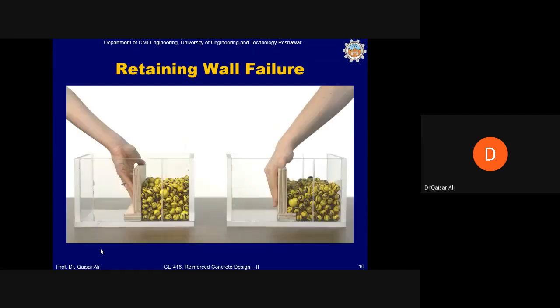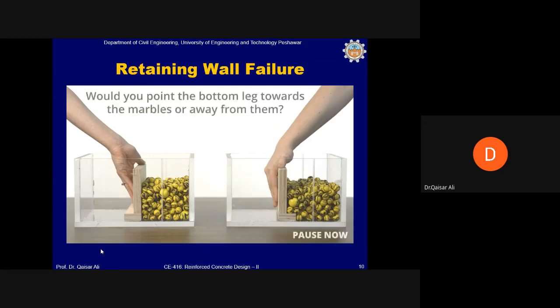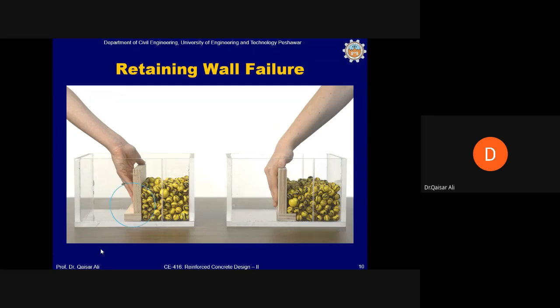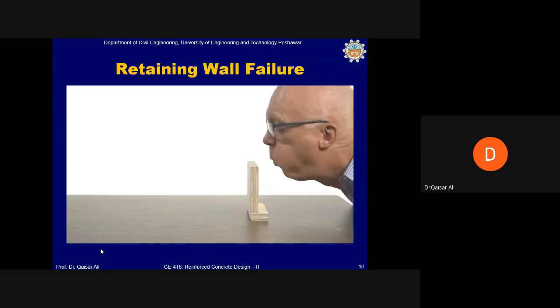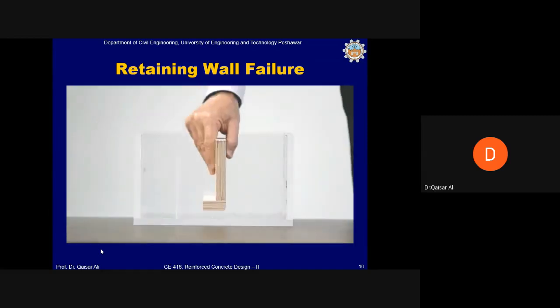If you were going to use an L-shaped wall to hold back soil and rock, as represented by these marbles, would you point the bottom leg towards the marbles or away from them? Many people would say that the base of the L should face away from the marbles. They probably realize that it is hard to tip the wall over towards the left if the bottom leg points in that direction. In engineering, we call tipping like this overturning. If the bottom leg points the other way around, it is easy to make the wall overturn. So easy, in fact, that I can do it with just a puff of air. It looks like the case is closed.